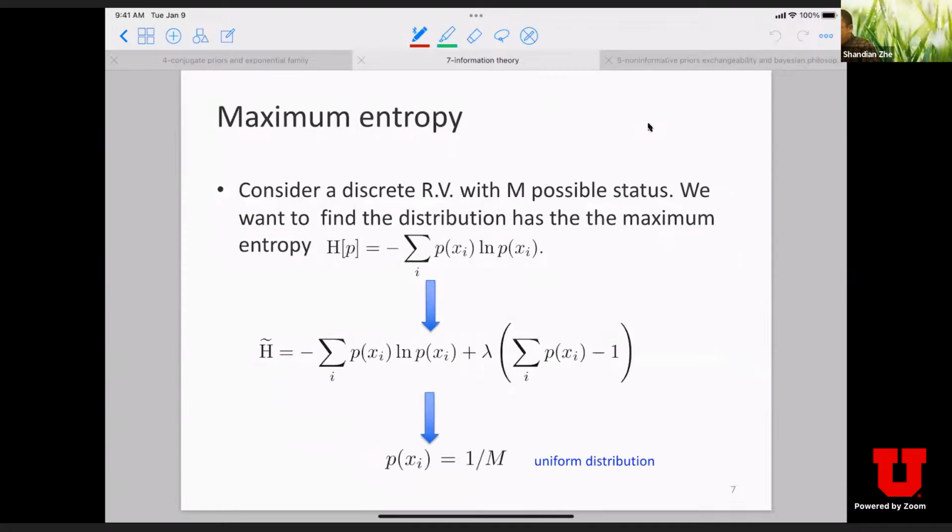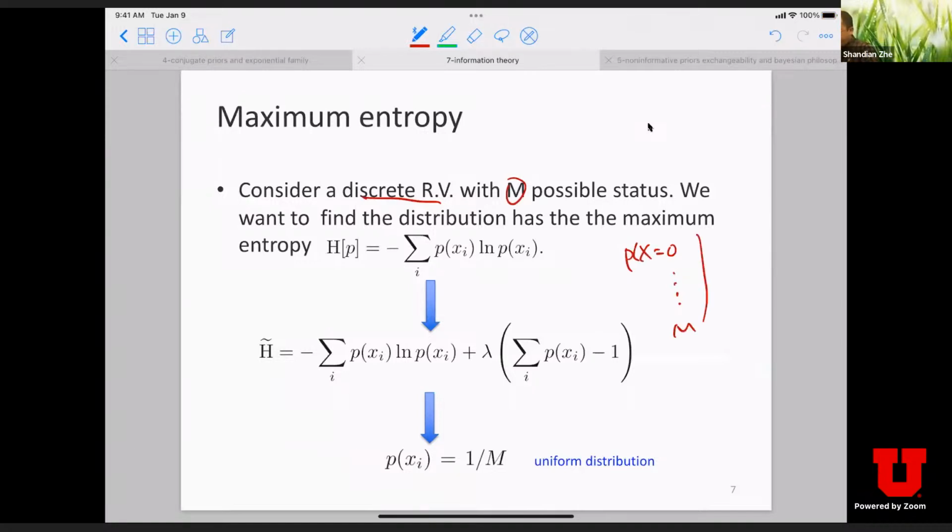Then a natural question is, suppose we're given a discrete random variable that has only m possible values. We want to ask what kind of distribution can give you the maximum entropy, or maximum information. We actually can solve this problem. How do we solve that? Because it is a discrete random variable, it is just parameterized by the probabilities that x takes each of the m values.